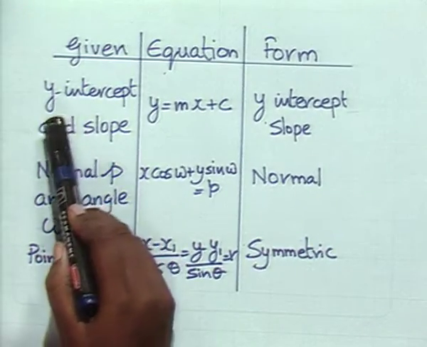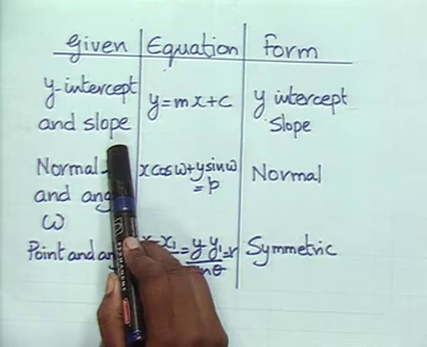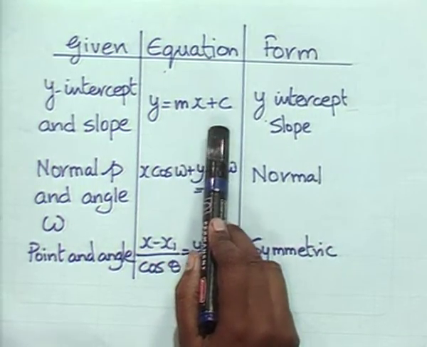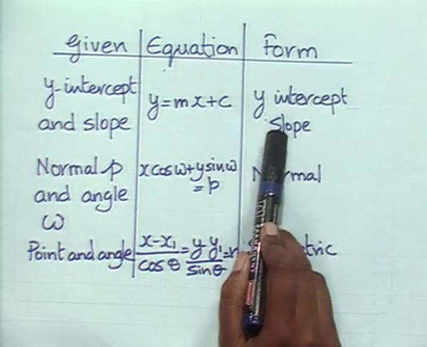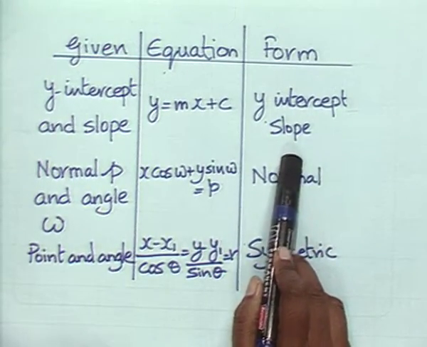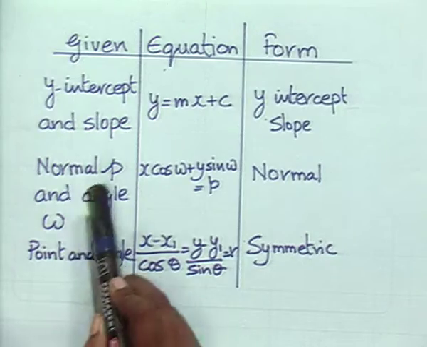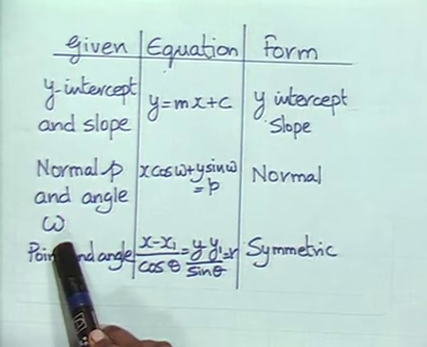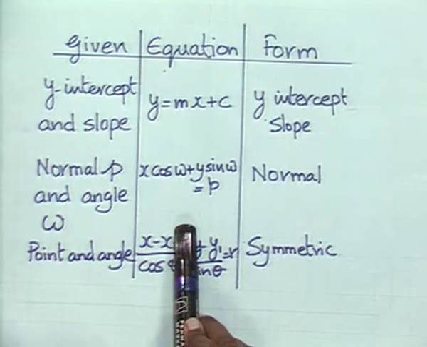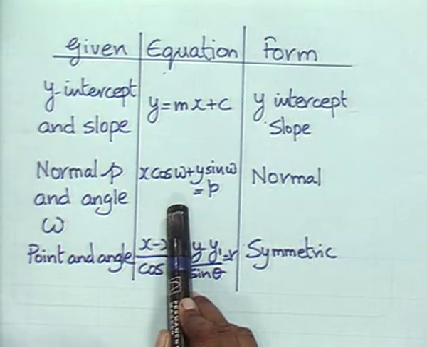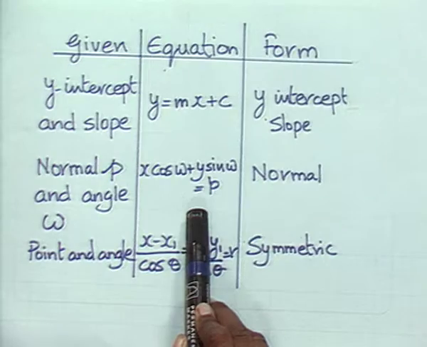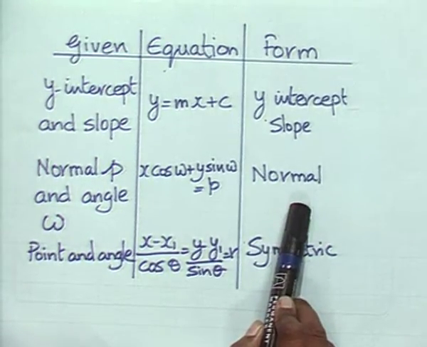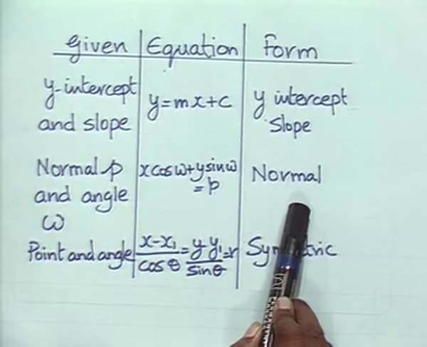When we are given y-intercept and a slope, then the equation is y is equal to mx plus c, and the form is y-intercept slope form. We are given normal p and angle omega. In that case, the equation becomes x cos omega plus y sin omega is equal to p, and this is called normal form of equation of a straight line.